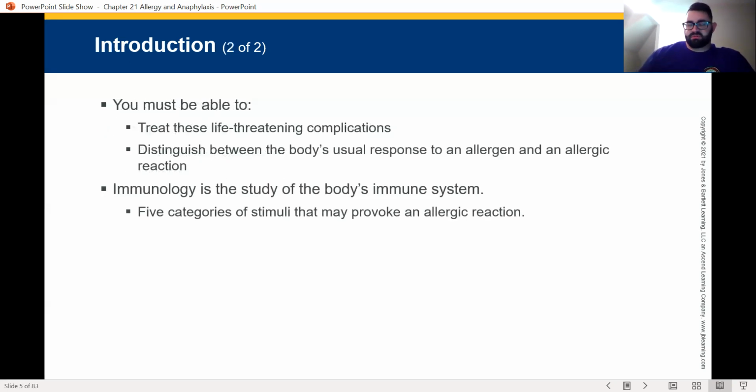Being able to distinguish this unusual response of the body and recognize they're having an allergic reaction is a huge part of being an EMT, and being thorough is a way to catch that, doing a full head to toe and getting a full history on the patients.